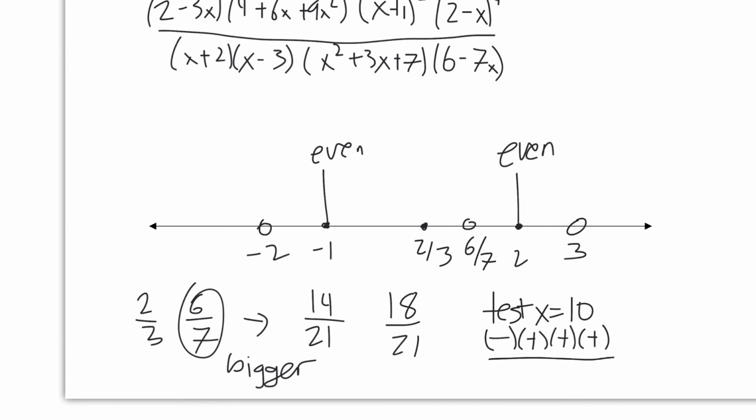So on the bottom, positive, positive, positive, negative, which overall gives me positive, because I've got 2 negatives here that are going to make a positive. So we start on the right-hand side and put a positive, then we change the sign, same sign, change the sign, change the sign, same sign, change the sign. And there you go, your sign diagram for the rational function.